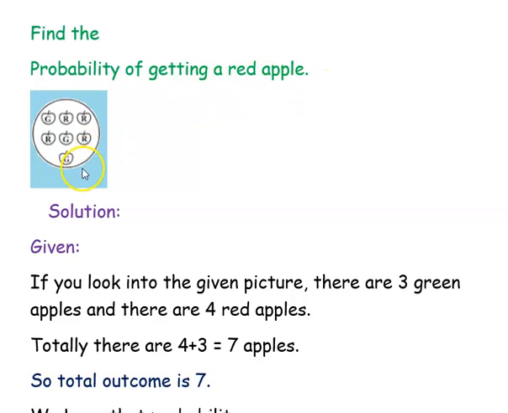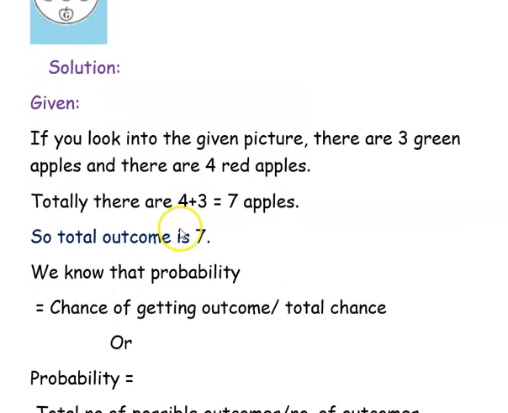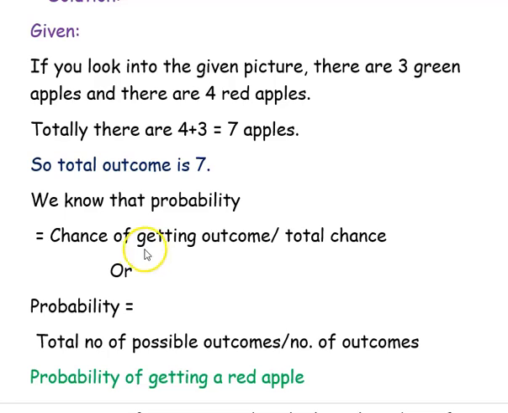Next question is: find the probability of getting a red apple. Solution: if you look at the given picture, there are 1, 2, 3 green apples and 1, 2, 3, 4 red apples. So totally 4 plus 3, 7 apples, so the total number of outcomes is 7. Now we'll find the probability. We know the formula for probability is the number of chances of getting the outcome divided by the total number of possible outcomes.